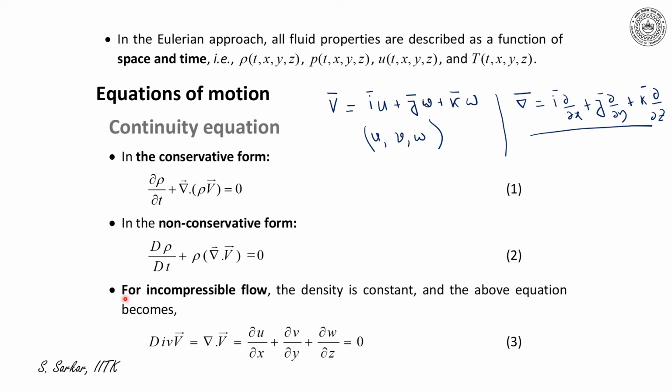Now for incompressible flow, when density remains constant, the above equation number 2 becomes ∇·V, that is ∂u/∂x plus ∂v/∂y plus ∂w/∂z, equal to 0. This is the continuity equation for incompressible flow, equation number 3, which represents ∇·V equal to 0.